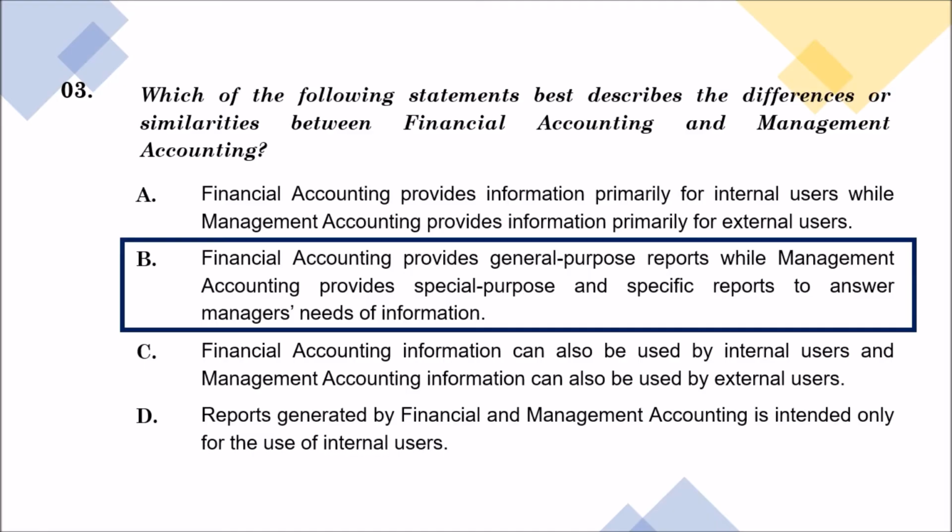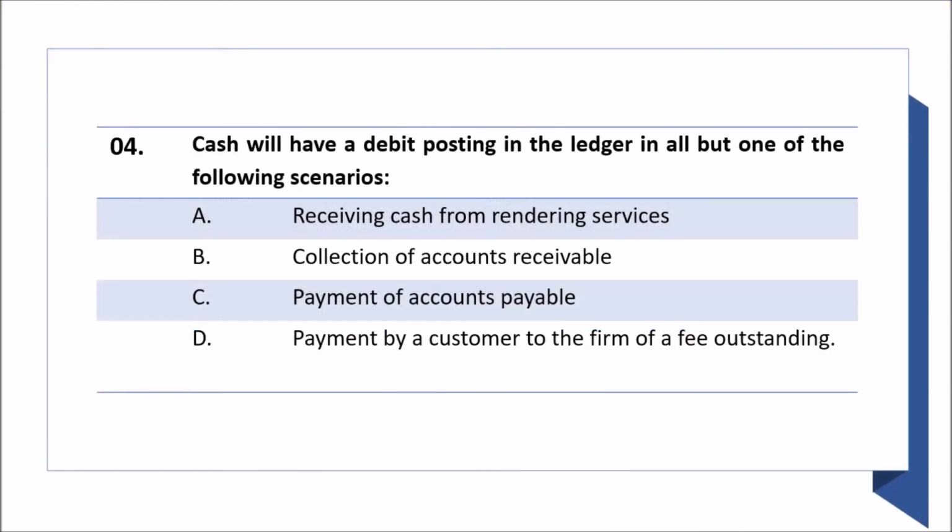We continue with question number 4. Cash will have a debit posting in the ledger in all but one of the following scenarios. A. Receiving cash from rendering services. B. Collection of accounts receivable. C. Payment of an account payable. D. Payment by a customer to the firm of a fee outstanding. Cash will have a debit posting in the ledger in all but one of the following scenarios: A, B, C, or D.